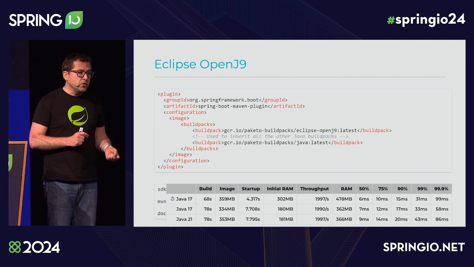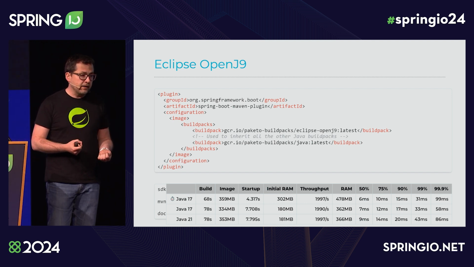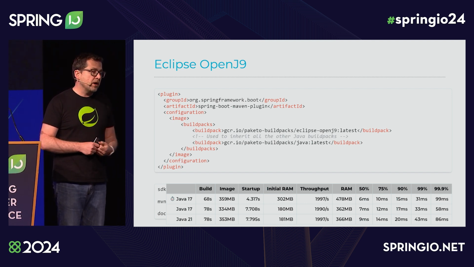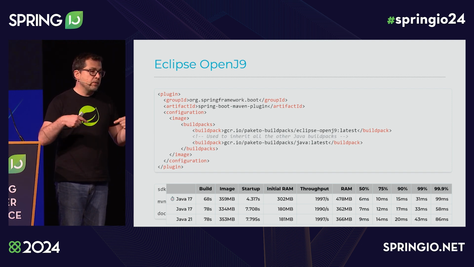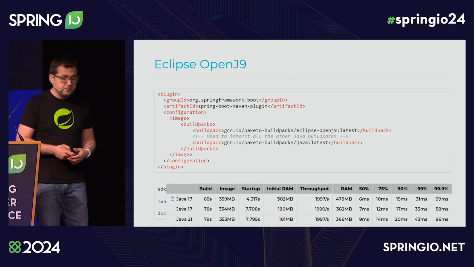So what you have to do is specify an additional build pack, and we use the default Java build pack as well to inherit all the other optimizations, like the AOT, the app CDS and so on, which are inside the Java build pack. We are just going to override the Liberica one. So here OpenJ9 will be automatically used, and the container is built with this one.